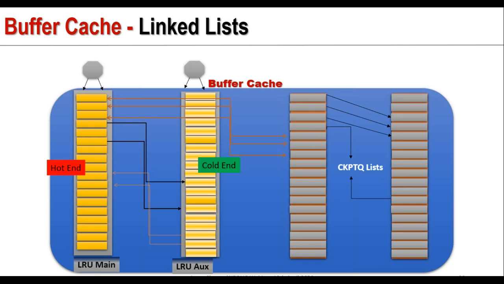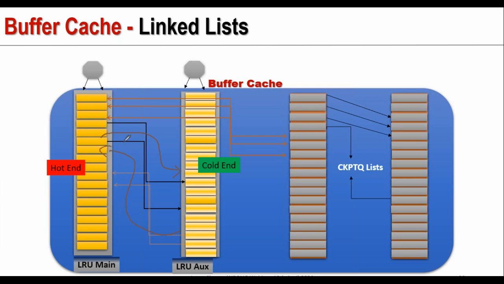So instead of having something called the hot end list or the cold list, we do have something called a main list and something called the auxiliary list. The main list is the so-called hot list, and the aux list is basically your so-called cold list. From the hot end, the buffers are detached and attached to your cold end. If a buffer is accessed by you, then it is promoted back from the aux list, the cold list, to the hot list.